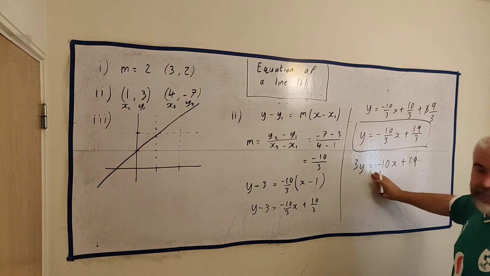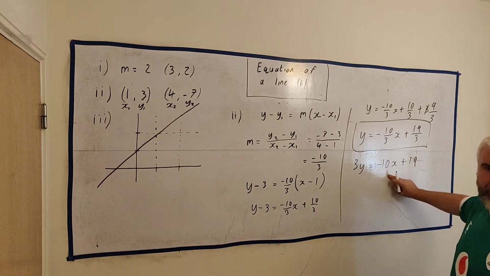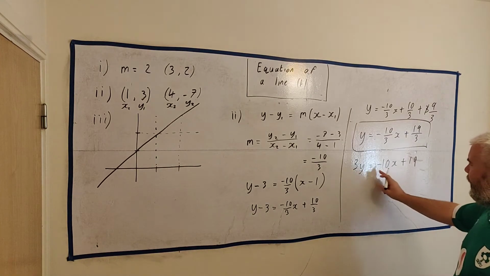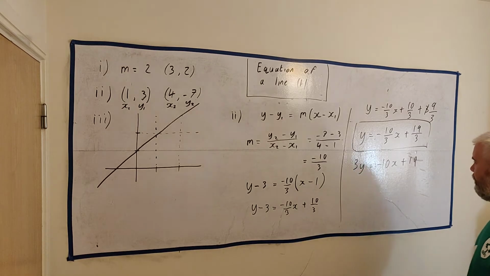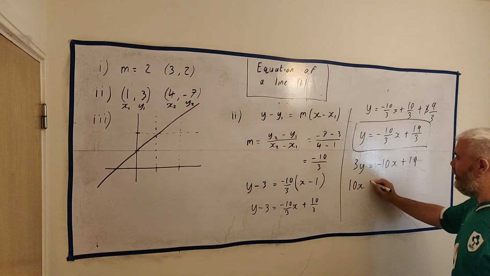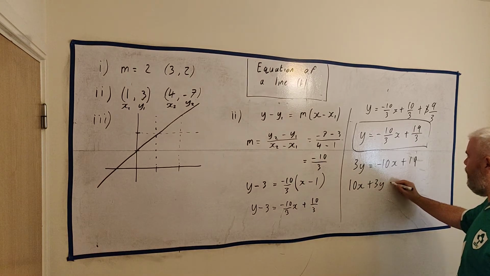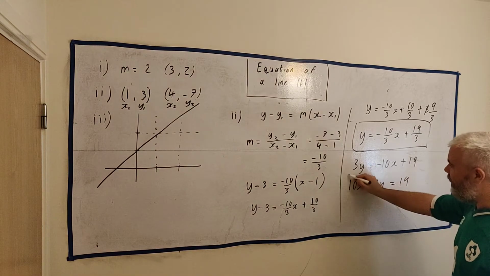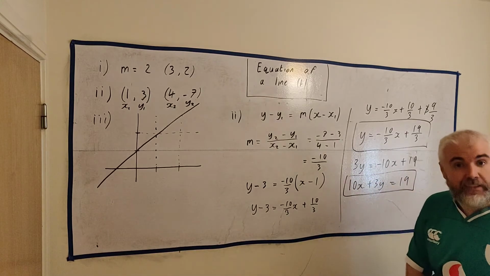Again, lots of people don't like this either. They don't like x having a minus. And they don't like two things being on different sides. So they might add 10x to both sides. 10x plus 3y is equal to 19. Lots of people like writing their equations like this.